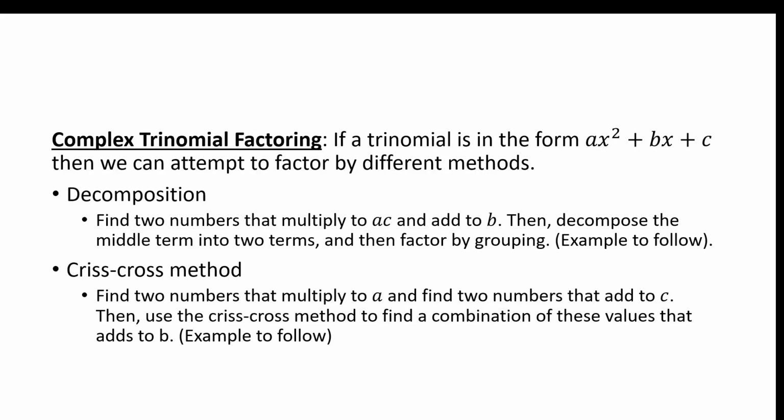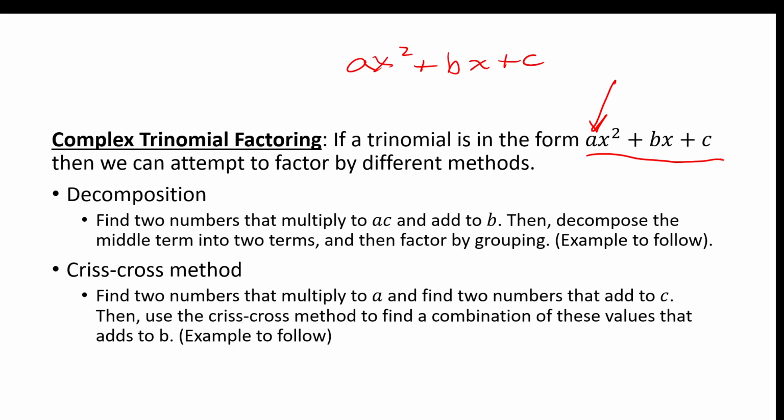Now this leads us to complex trinomial factoring. If a trinomial is in the form ax squared plus bx plus c, and a does not equal 1, then we can attempt to factor by different methods. And I just want to draw your attention to the difference. In the last example, we were talking about trinomials in the form x squared plus bx plus c, where the lead coefficient was 1. Well, now we're saying that lead coefficient might not be 1, and we might not be able to common factor it out of the expression.